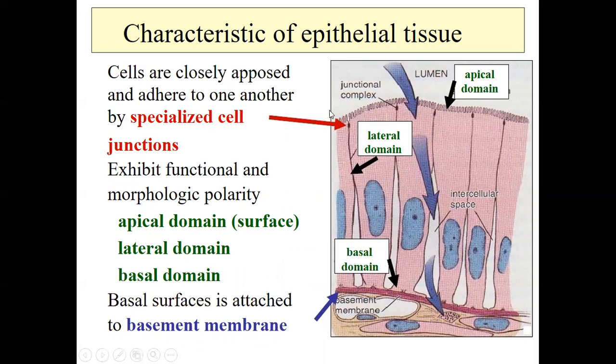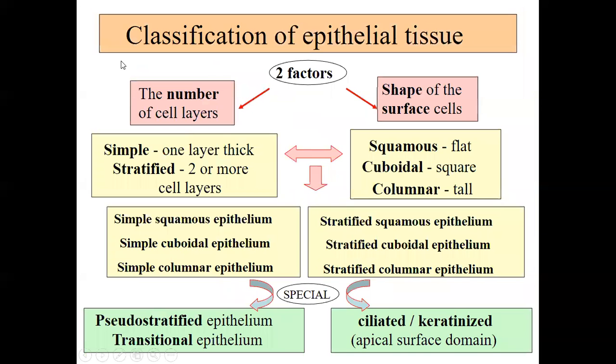Okay, the apical domain is located at the surface here, and then the lateral domain is located at the lateral side, and the basal domain is located at the bottom here. The basal surface is attached to the basement membrane. So you can see here this pink color structure, this pink line here actually belongs to the basement membrane.